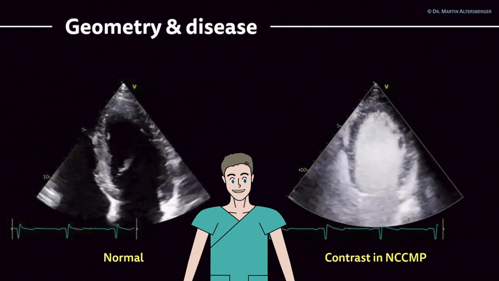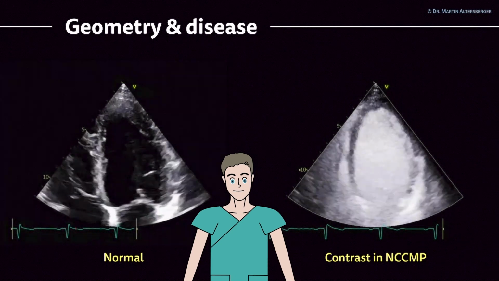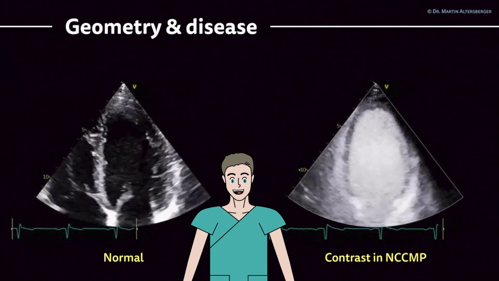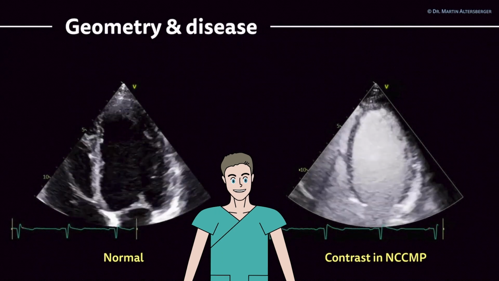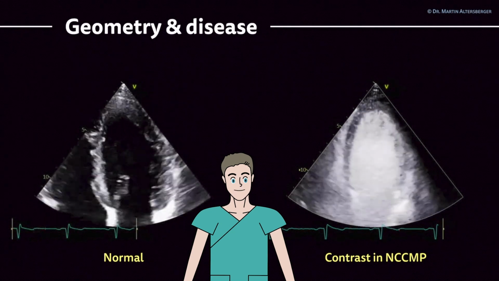With contrast, it's simply easier and it gives a lot of additional information and it makes the detection of thrombi, and that's also important with hypertrabeculation, easier.